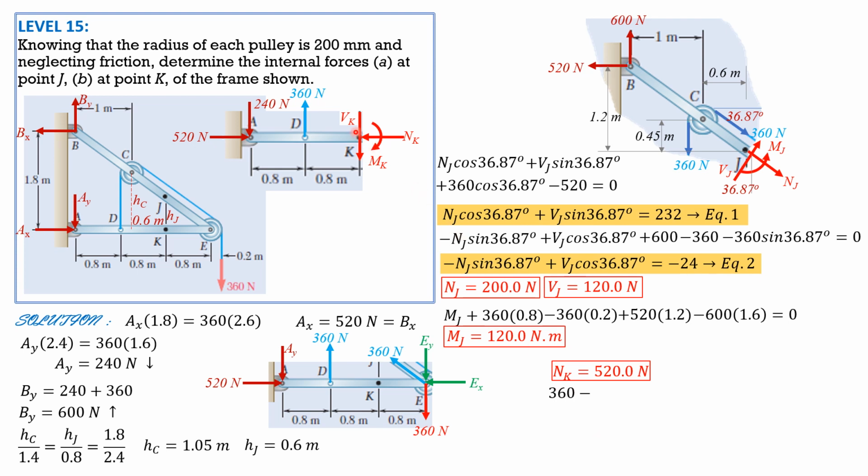Then summation of moments about K equals 0. MK plus 360 times 0.8, then minus 240 times 1.6 equals 0. So MK is equal to 96 newton meter. So again, all the internal forces are positive, so that means these directions are correct. So that's it for this problem.